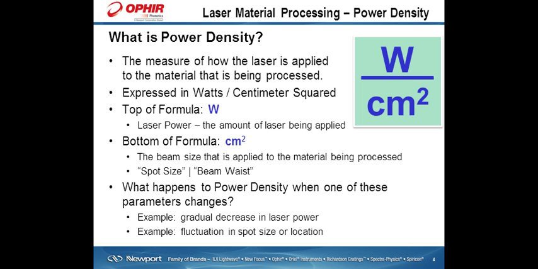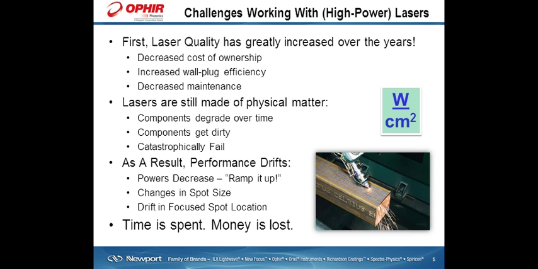Also, if you have any fluctuation in the spot size or the location, what's that going to do to power density? It's going to affect the denominator. So if your spot size is increasing over time, it makes sense that the overall power density is going to decrease over time. But what I want you to walk away with is that any changes in your laser system, and you will have them, are going to change the way that the laser is being applied to your material, okay?